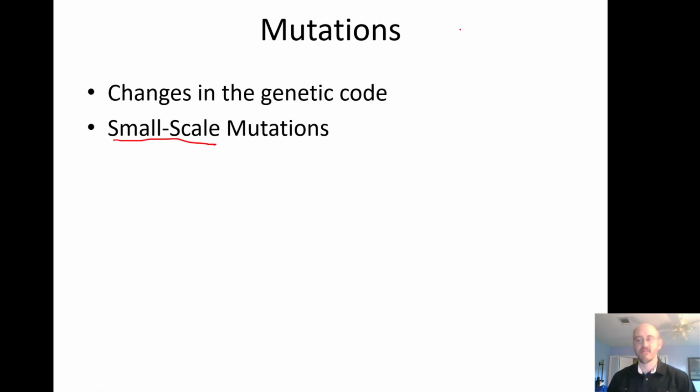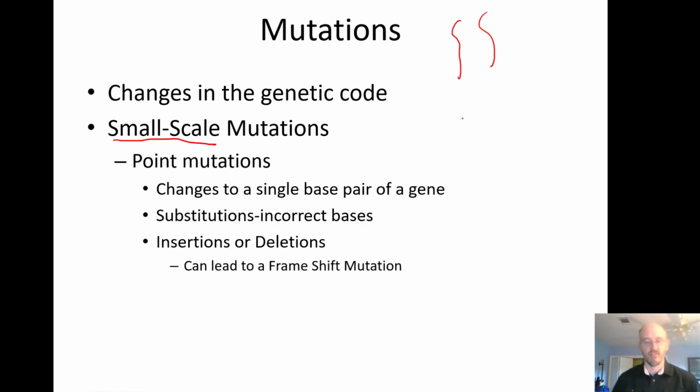So big mutations are when, like, a whole chromosome gets copied by accident. You get extra copies, or you add on a whole piece to that chromosome. Those are big mutations. We won't worry about those today. We're going to talk about small-scale mutations, focusing primarily on point mutations, which are changes to one set of bases.